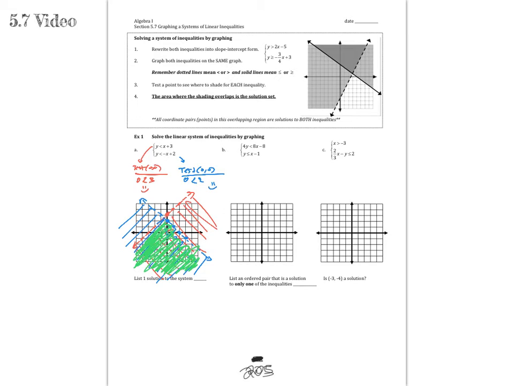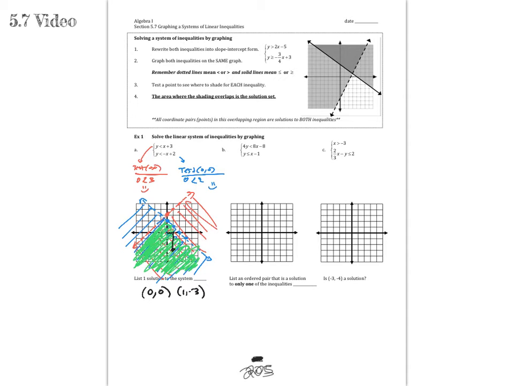So when it says list one solution, I can pick any point that's in there, including 0, 0, which was in that section. So there's one. I could pick maybe, if I go right 1 down 3, that would be 1, negative 3, which would be another solution, etc.